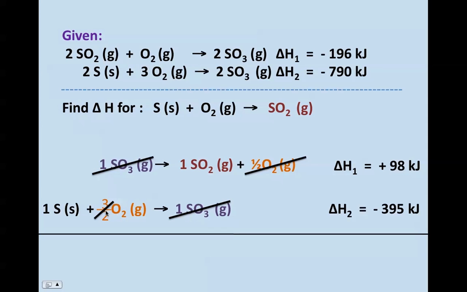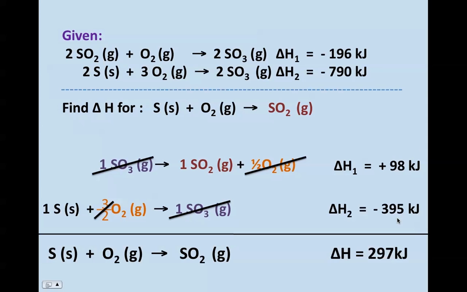I can now take the sum of this where I have 1 sulfur, 1 O2, and my 1 SO2. And there's my formula. Now I can go ahead and take the sum of my delta H's, which is 297 kilojoules. Okay, so again, we're manipulating our given formulas in order to match our desired equation to take the sum of their heat of reactions.